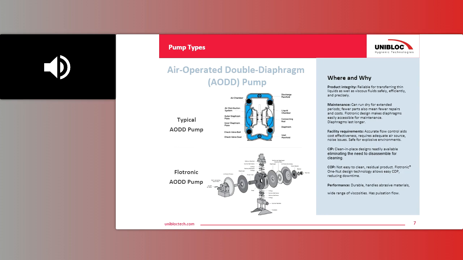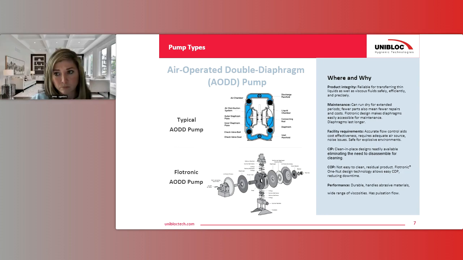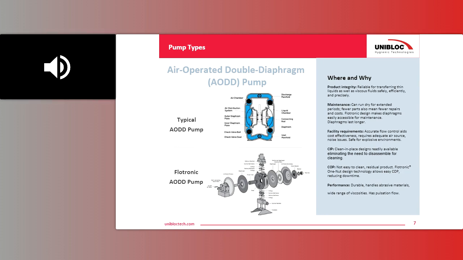On the slide, you'll see at the top is what we call a typical or traditional AODD pump. A lot of times we refer to it as a figure 8. You can see that the shape between the two diaphragms and the manifolding on the top and bottom looks like the number 8. Below that one, you see the Flowtronic AODD pump. It's a completely different design. We commonly call it an inside-out AODD pump.